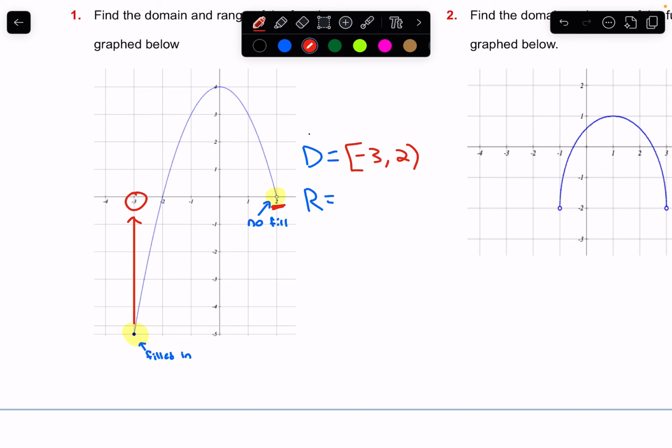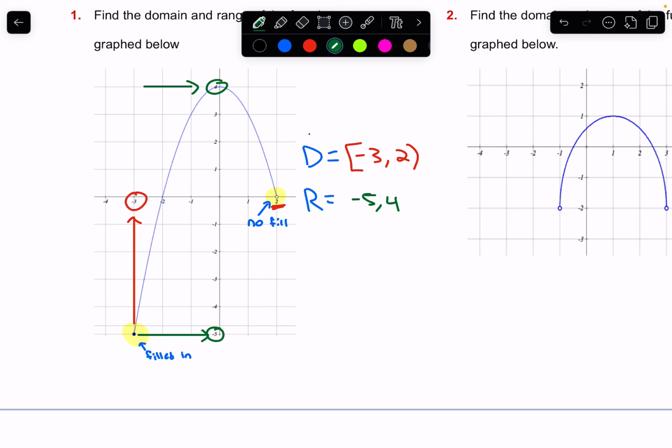Now for the range, we're going to look at the y values. So the lowest y value I see is down here on the left, and that y value is -5. The highest y value I see, be careful, it's not the right point. It's as high as this graph goes, which is all the way up here at +4. So the lowest number I saw was -5. The highest number I saw was 4. So I write my interval -5 to 4.